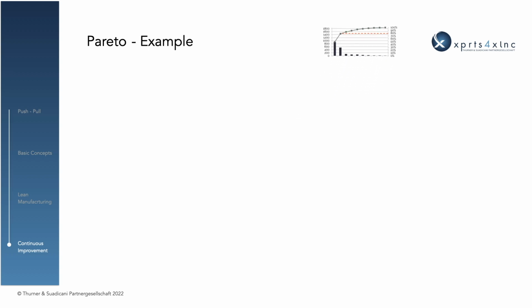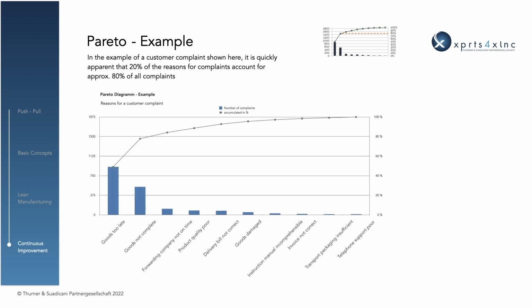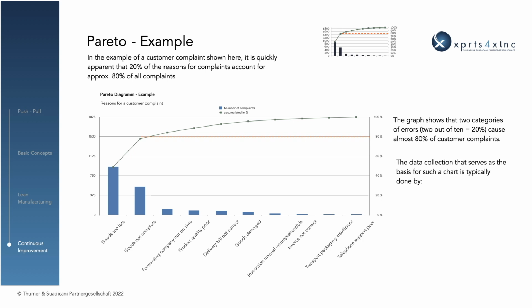Example: in the example of a customer complaint shown here, it is apparent that 20% of the reasons for complaints account for approximately 80% of all complaints. The graph shows that 2 categories of errors, 2 out of 10 equals 20%, cause almost 80% of customer complaints. The data collection that serves as the basis for such a chart is typically done by error summary list, measurement results, IT systems, KPIs, etc.